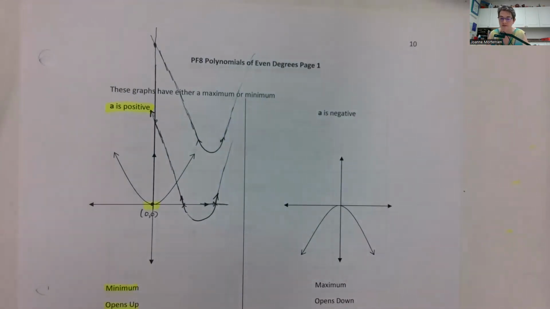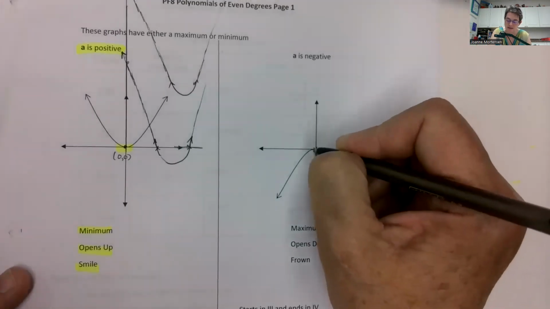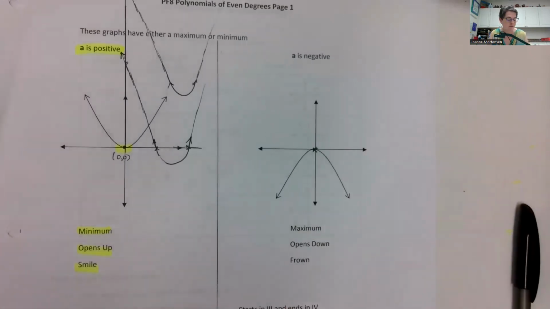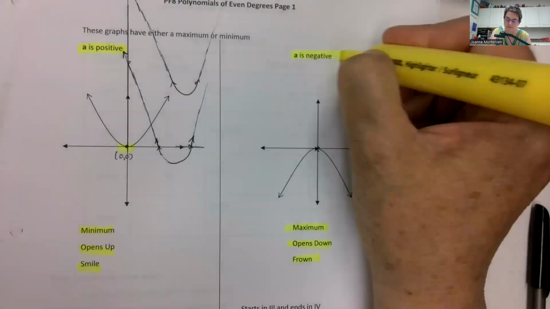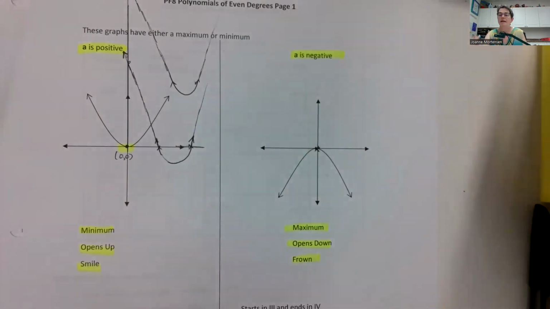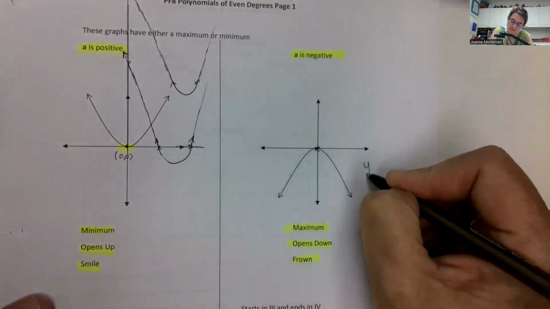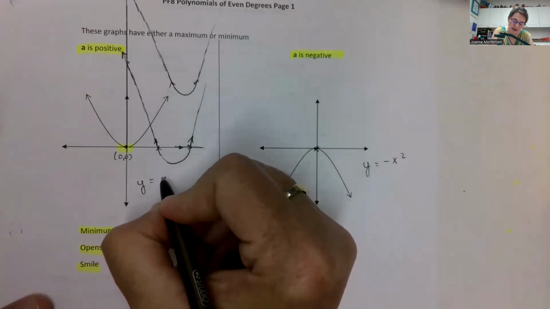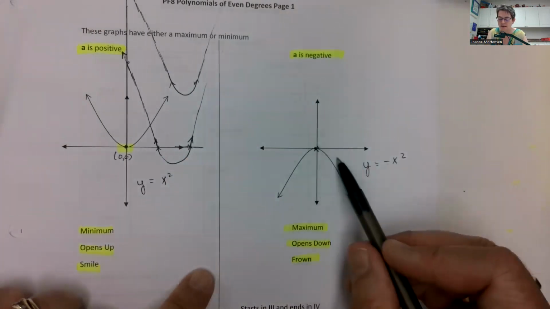If A is negative, you get a maximum. So again, same deal. Maximum is going to be as high as it goes. It opens down, and I just call it a frown. It's the same as before. There might be weirdness in the middle. I drew these. This is probably y is equal to minus x squared. And this one over here is y is equal to x squared. Okay. So the negative is going to make it open down, and that's going to give us a curve.